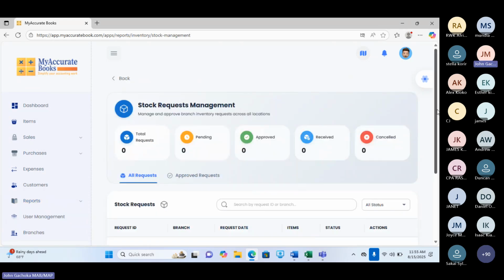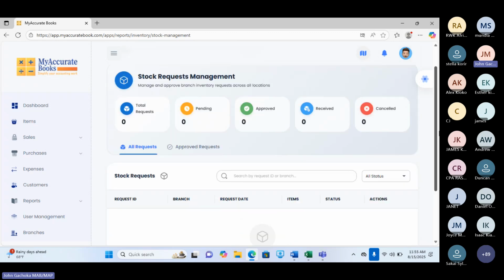This is where there are requests, because assuming that you have branches in a business, there are requests that could be made from the satellite branches. So you are able to approve them at this point. If maybe they are not available, you can cancel, and they will indicate whether they've received them. And under the system, you're able to see requests that have been made, the ones that are pending, the ones that have been approved, the ones that have been delivered to the right offices, and in the event that either is cancelled, you're also able to see that.